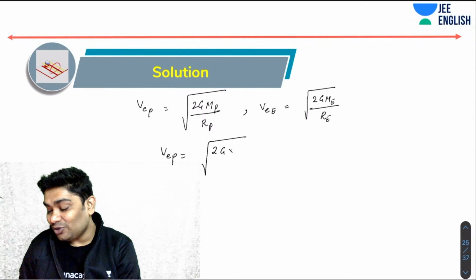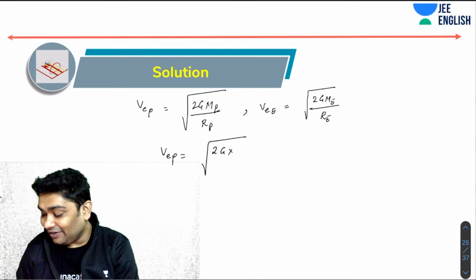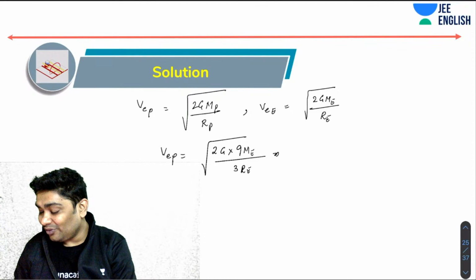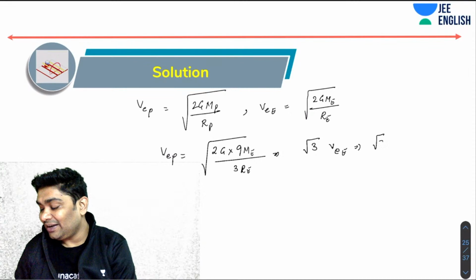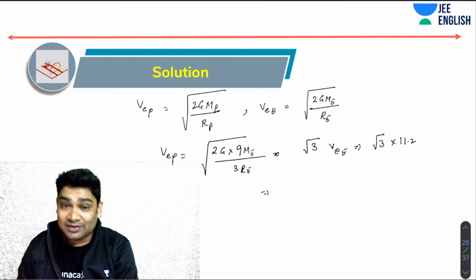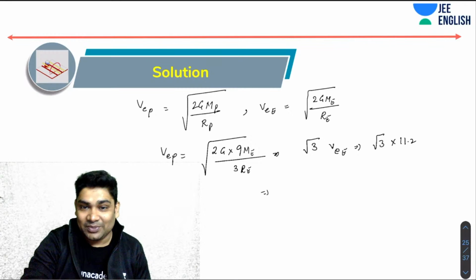So I think most of the times this is what you must be doing in your questions also, and then feeling bad that you're not able to solve. I think you are just making small, silly mistakes. Don't do that. So from here I can say this is root 3 times escape velocity of Earth. So that is root 3 times 11.2, which is 1.7 times this. No problem, no problem. Just be a little careful.